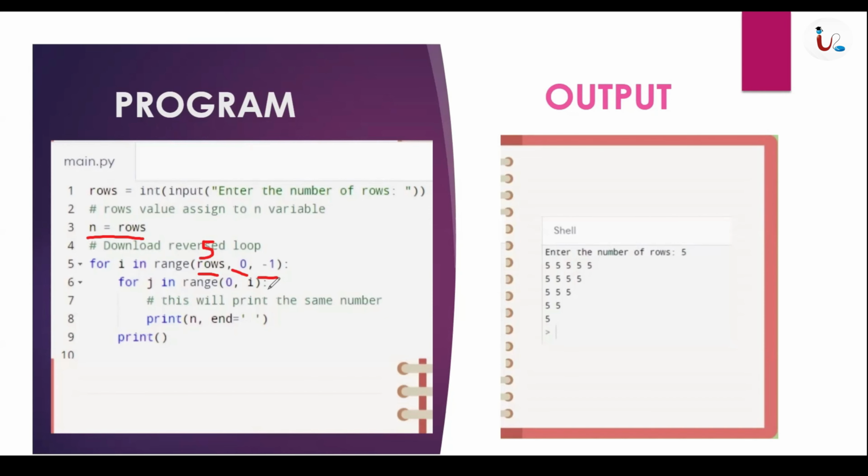Now inside the for loop, in the inner for loop, for j in range, j is starting from 0 up to i. By default i is starting from 5. So total 5 times this for loop will execute. We are printing n. n means rows, which is 5.